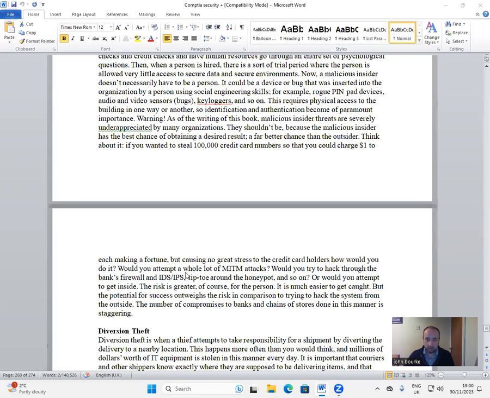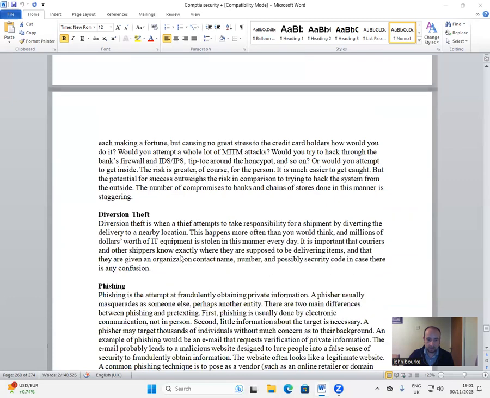Would you attempt a whole lot of MITM attacks? Would you try to hack through the bank's firewall and IDS, IPS, tiptoe around the honeypot and so on? Or would you attempt to get inside? The risk is greater, of course, for the person. It is much easier to get caught, but the potential for success outweighs the risk in comparison to trying to hack the system from the outside. The number of compromises to banks and chains of stores done in this manner is staggering.